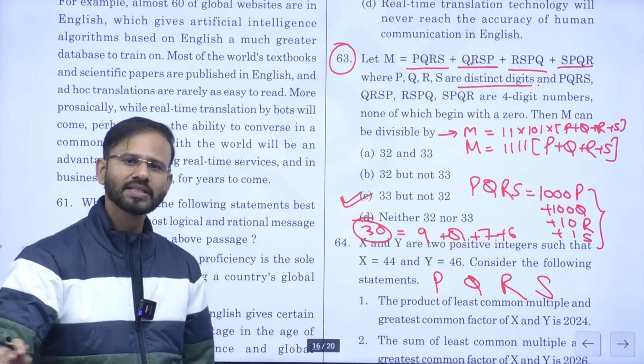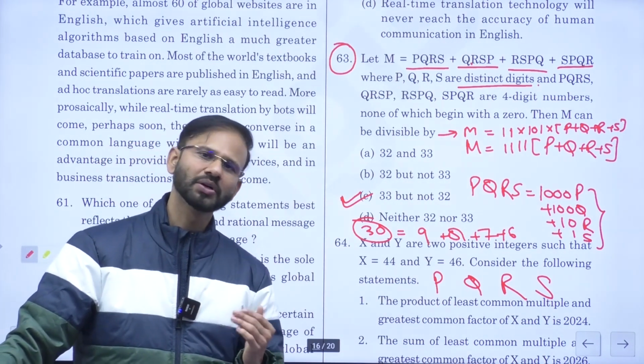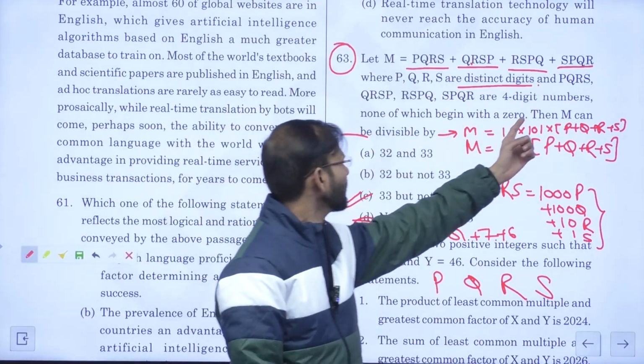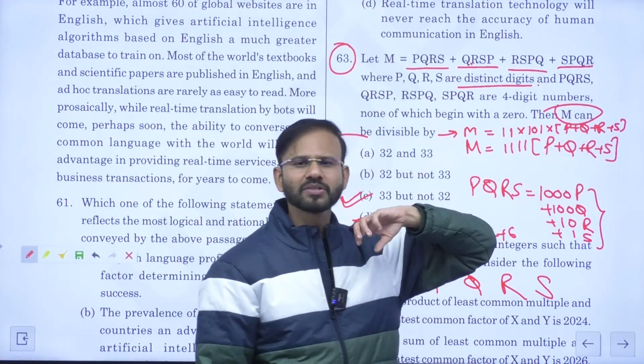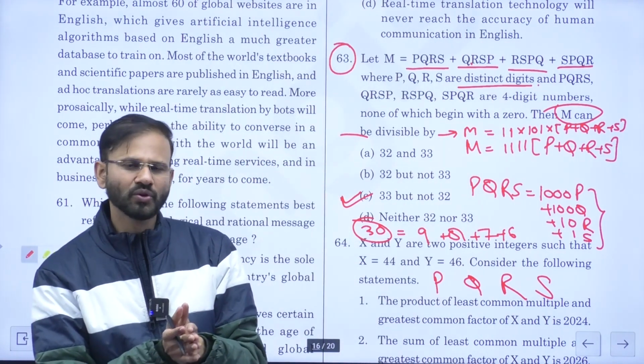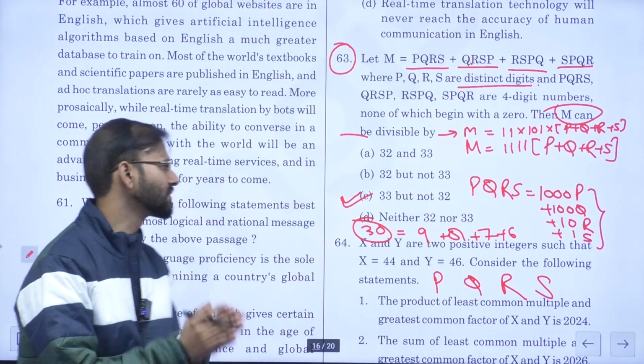M is divisible by 33 but not by 32. I mean, M can be divisible by 33, guys, right? But M cannot be divisible by 32 because you won't get the sum as 32. Think on it, guys.